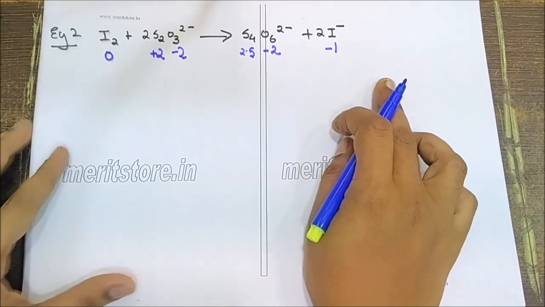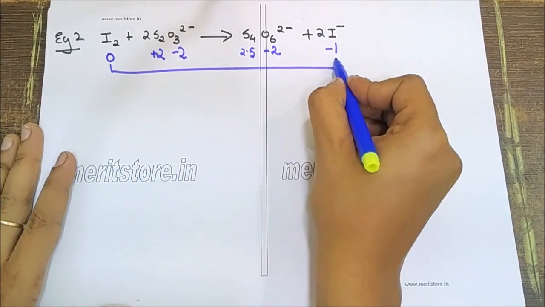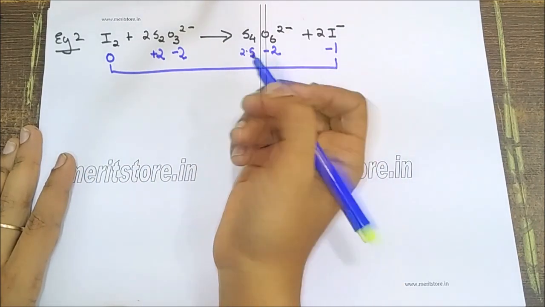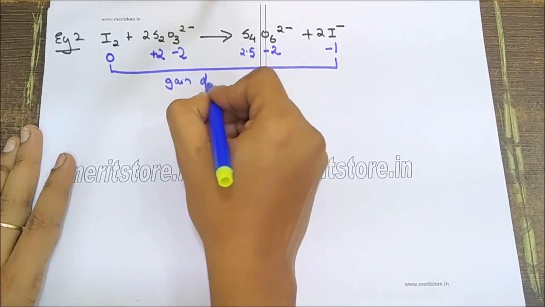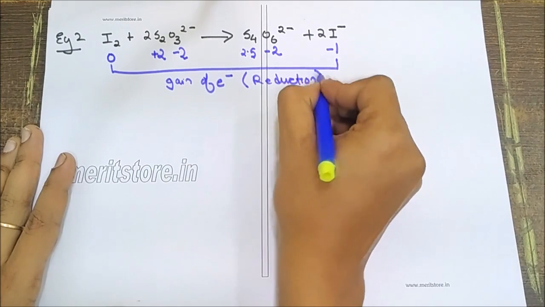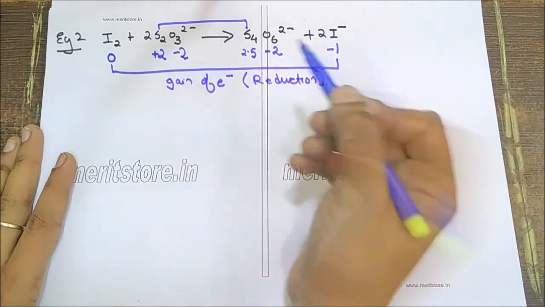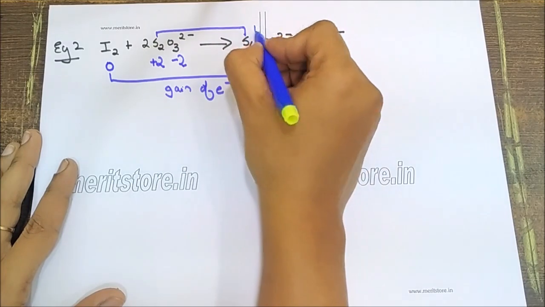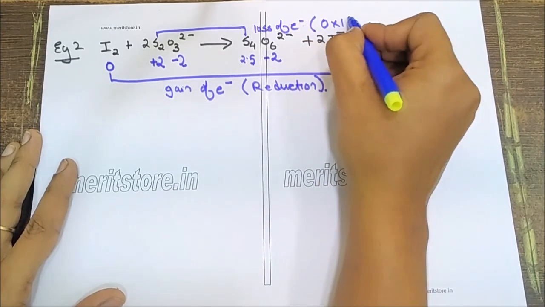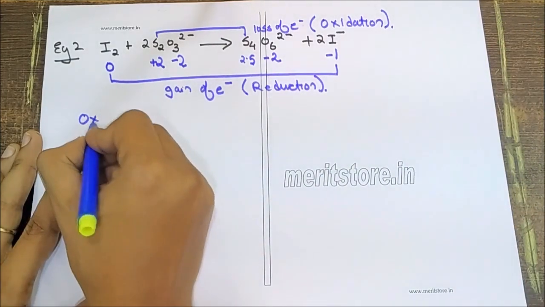Now we have to identify the species which has undergone increase or decrease in oxidation number. So look here. From 0, the oxidation number has changed to minus 1. That means there is decrease in oxidation number, which means there is gain of electrons. And gain of electrons means it has undergone reduction. Now look at S species. The oxidation number has increased, right? Increased means there is loss of electrons, and loss of electrons means it has undergone oxidation.